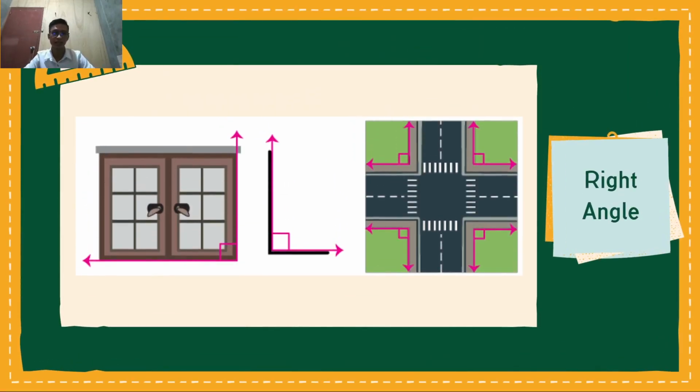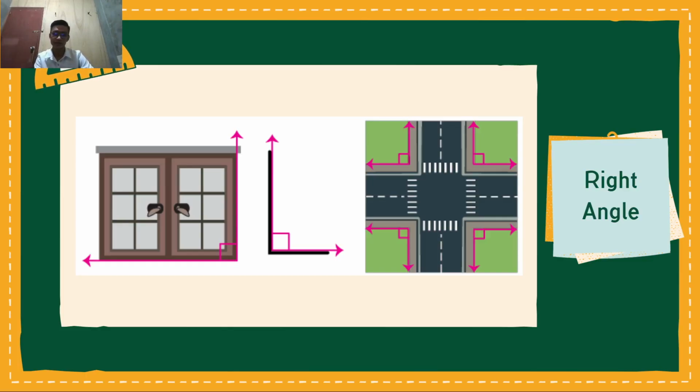On the next slide, we have the right angle. Yes, we have the door. It literally formed a right angle. Okay. And that letter L, right? It formed a right angle. And the other one is a crossway, right? If you notice there in the corner, we can form a right angle. So those are the examples that we can see around us, right?